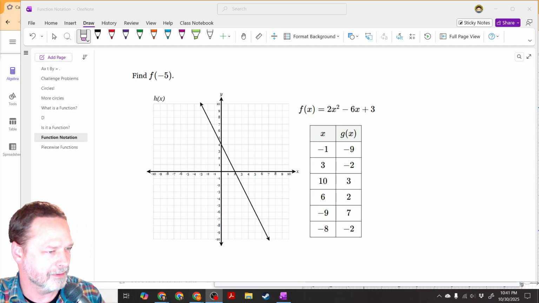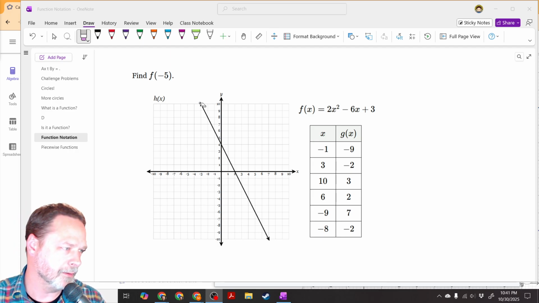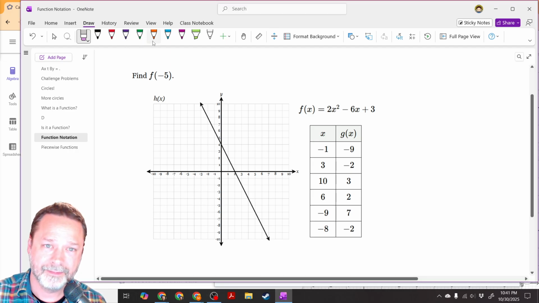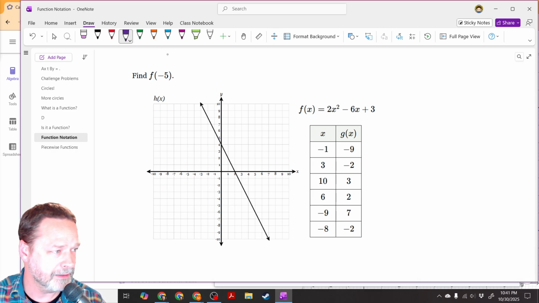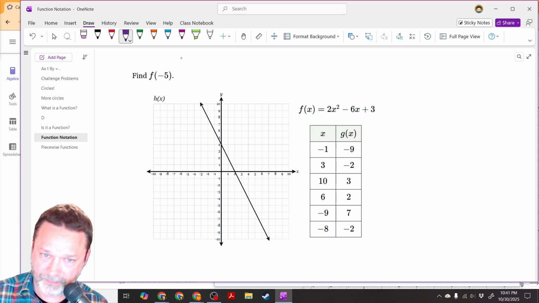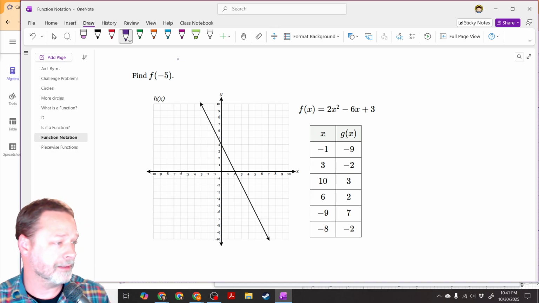Hold on a second. What's going on? All right, there we go. We're all set now. My graphics tablet decided it wanted to do the other window. I don't know who to blame, Veek or Windows. But in any case, we got something to talk about.